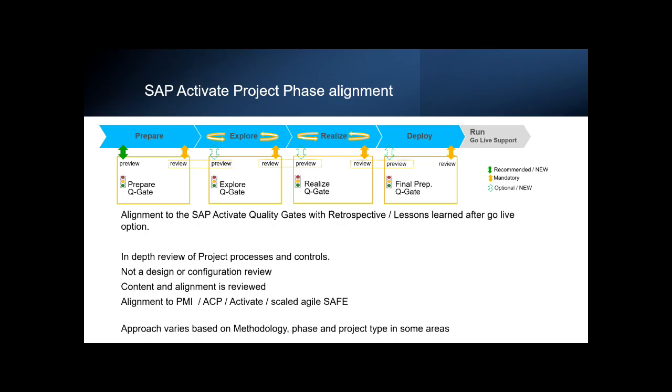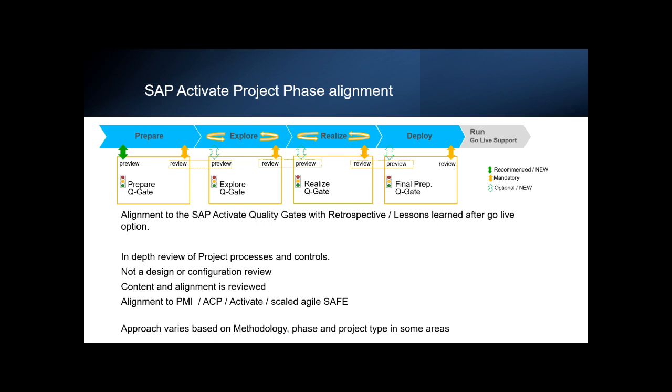The health checks are aligned to the SAP Activate quality gates that you can see above. These checks, however, can be adjusted as needed based on different methodologies and where you're at in your project. But as a baseline, we try to stick to these gates.